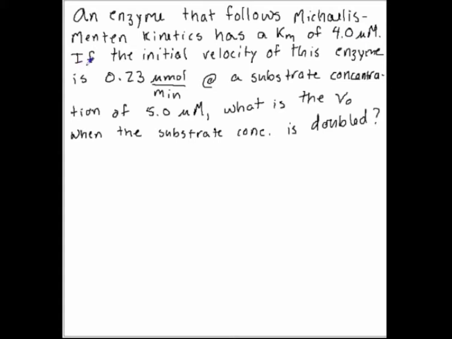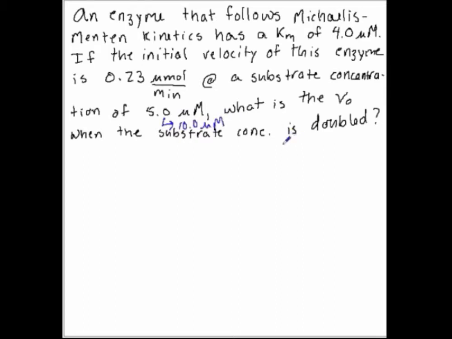And what we want to know is, if the initial velocity of this enzyme is 0.23 micromoles per minute at a substrate concentration of 5 micromolar, what is the initial velocity when the substrate concentration is doubled? So we'd be looking at going from 5 up to 10 micromolar. That would describe a doubling in substrate concentration.